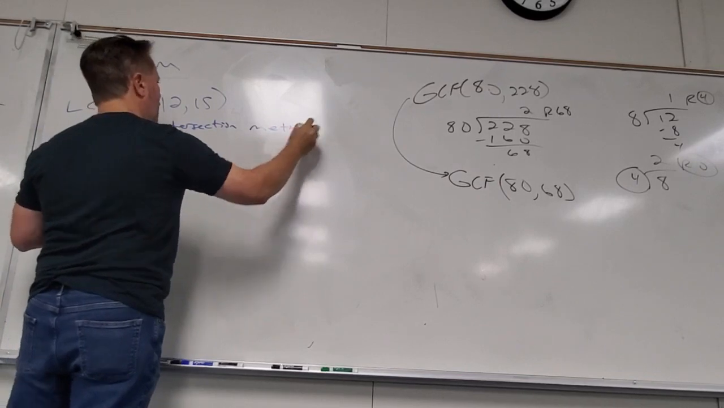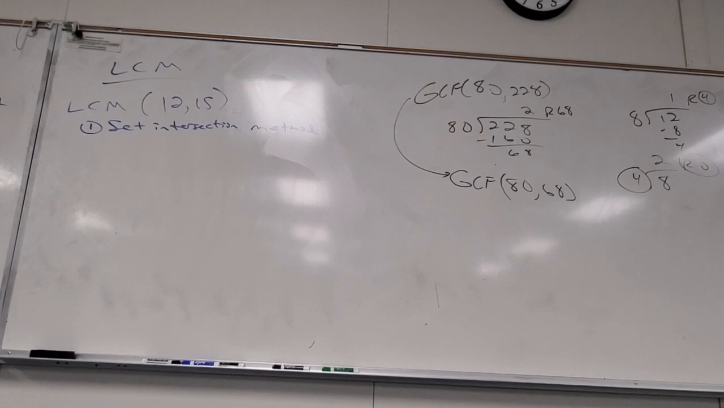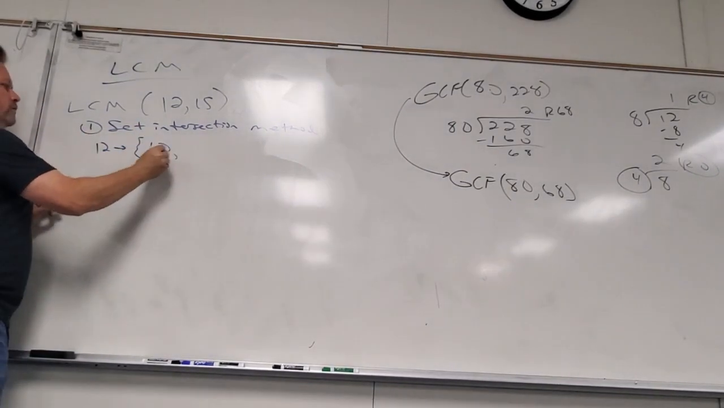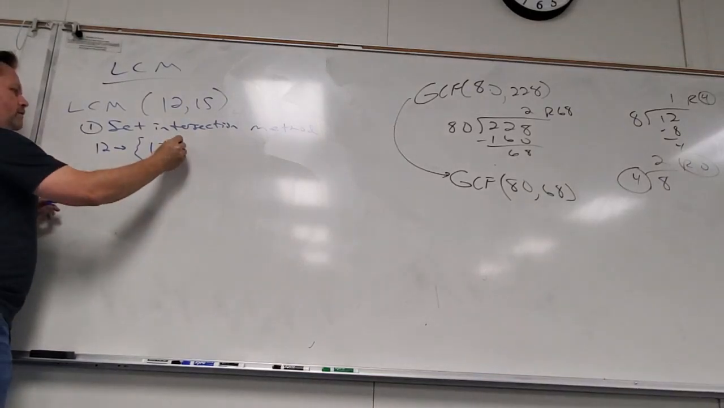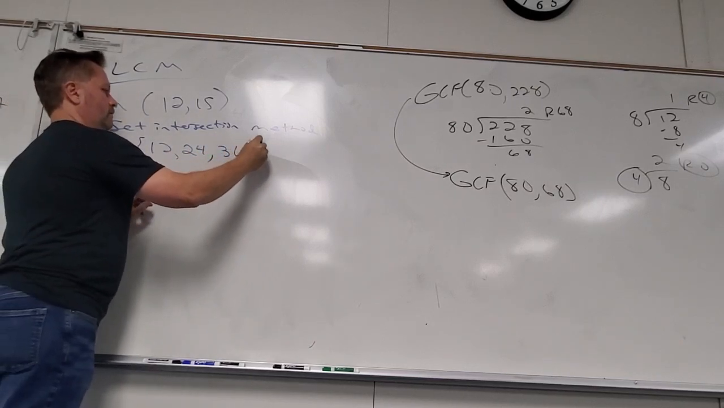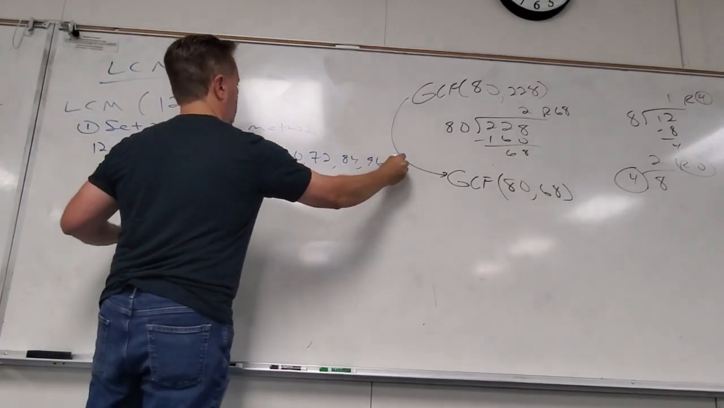But now it's not about creating a set of factors, because I don't care about a greatest common factor. Now I want to make a set of what, because I'm concerned about least common multiple. So I want to make sets of multiples, right? So for 12, tell me the multiples of 12. 12, 24, 36, 48, 60, 72, 84, 96, and so on, right?